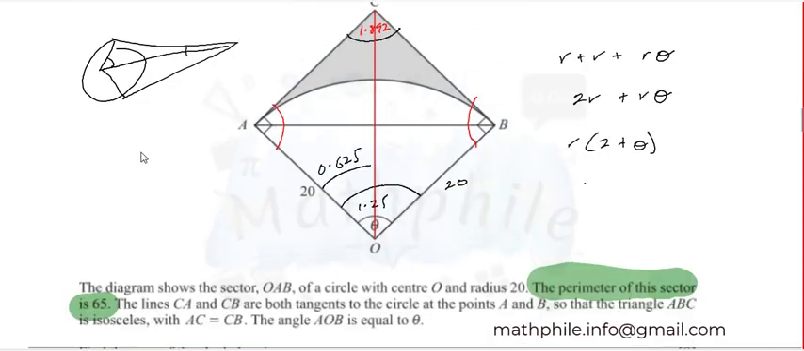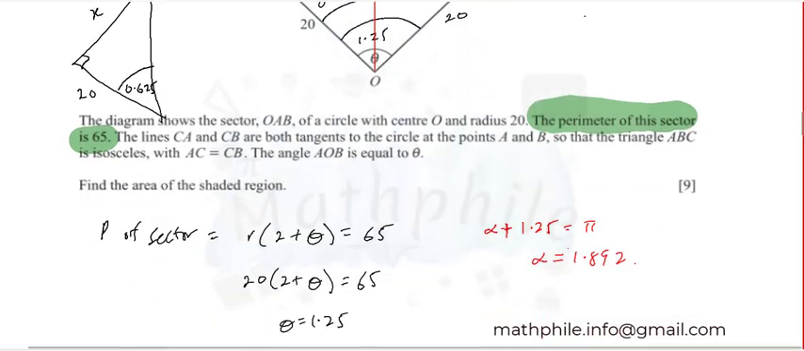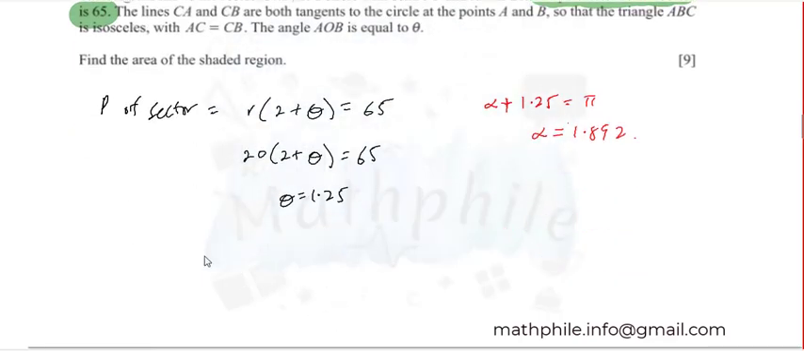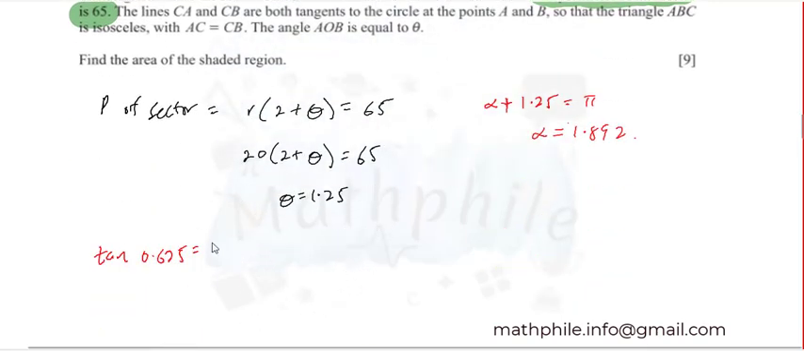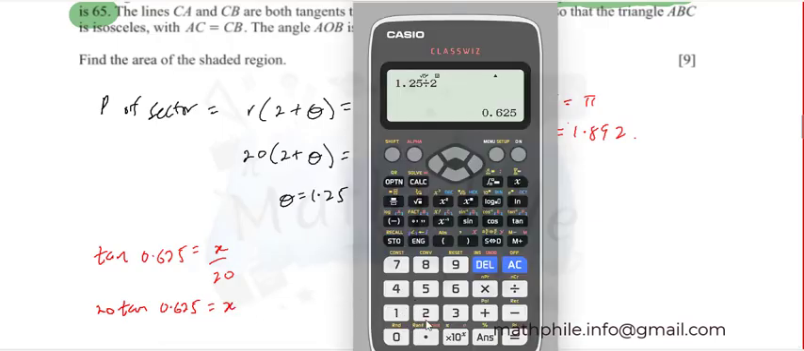This is a right angle triangle. Let me try to bring it out the way it looks. So this is 20, this is 90 degrees over here, and there is 0.625. And I'm finding this side. Let's call the small side x. So we can use tan. So tan 0.625 is equal to opposite, which is x over 20. Then you cross multiply, this will give you 20 tan 0.625 equal to x.